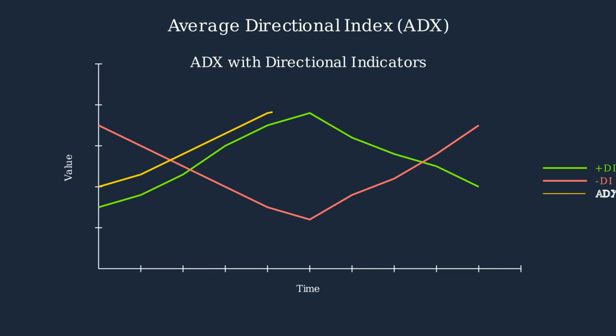The gold line represents ADX, which increases as the trend strengthens, regardless of whether plus DI or minus DI is dominant. Traders look for crossovers between the plus DI and minus DI lines to identify potential trend changes.